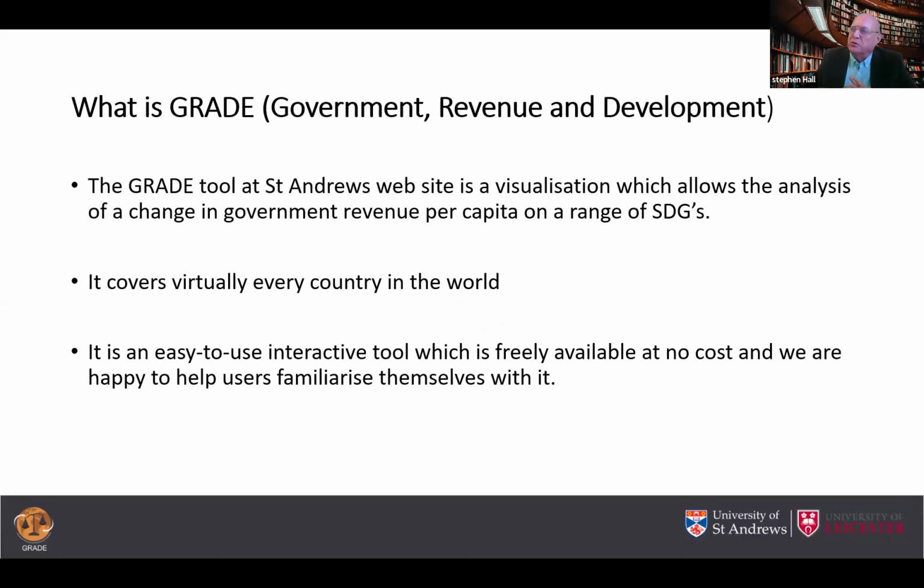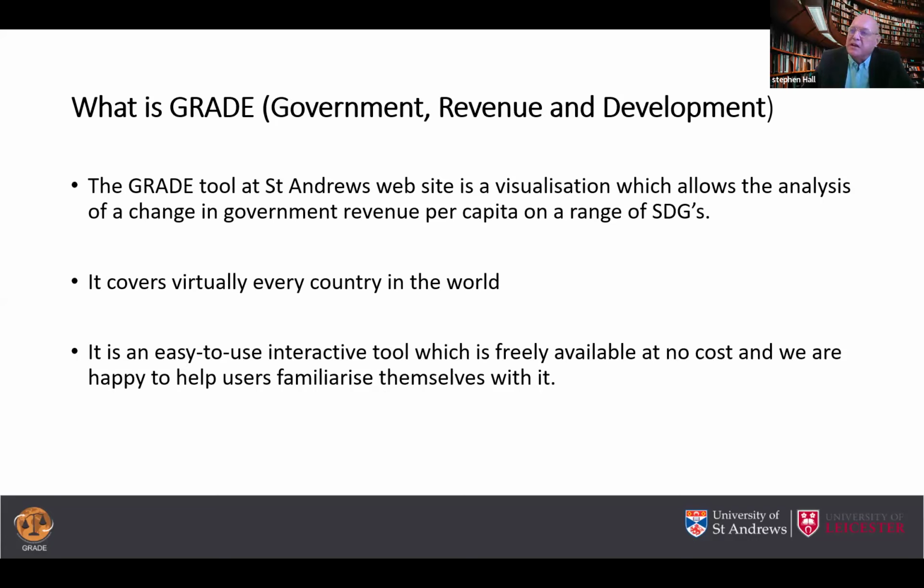So what is the GRADE model? Government revenue and development estimations. The GRADE tool at St Andrews is what we think of as a visualization. That's something which is relatively easy to use. It can be used by almost anybody who's familiar with computers. And what it shows is how a change in government revenue per capita affects a whole range of the SDGs that we are normally very concerned about.